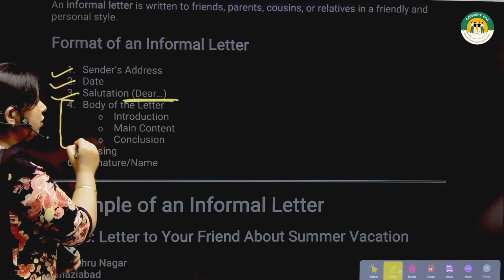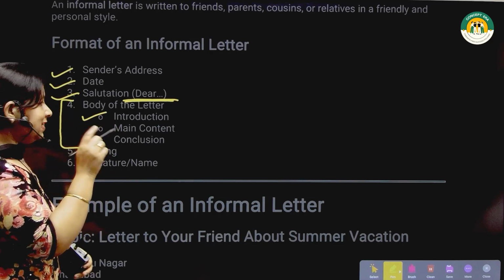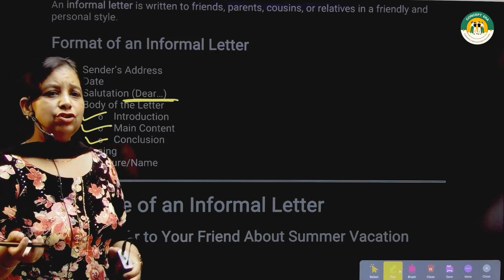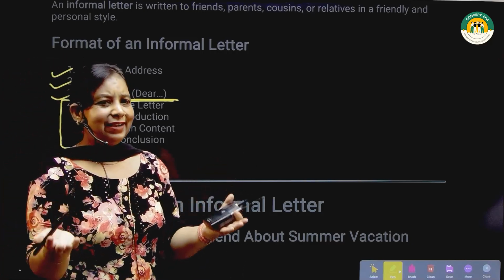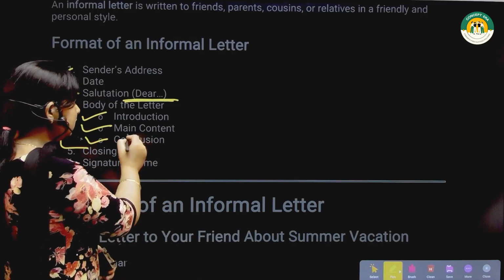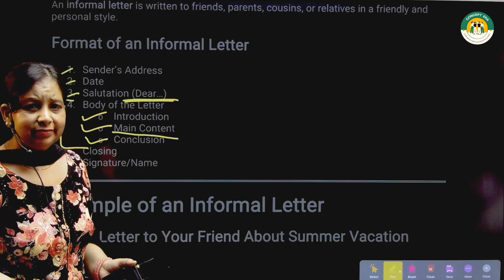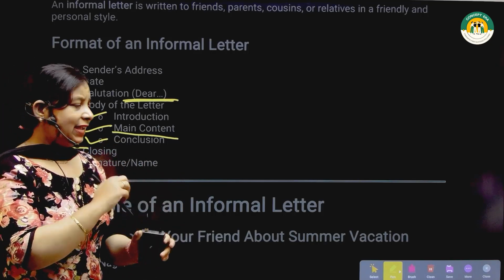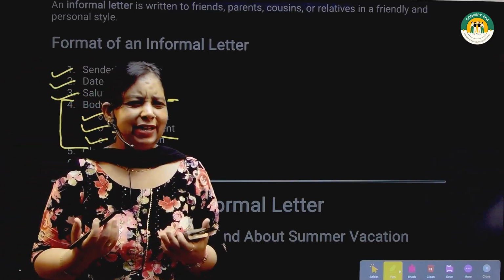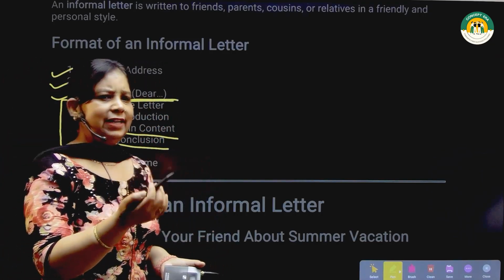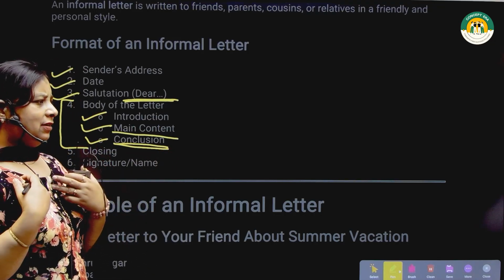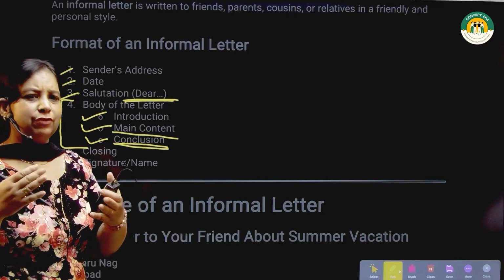Then come to the body of the letter. The first part is the introduction, the second is the main content, and the third is the conclusion. In the introduction, you mention how you are feeling at that time, and you can ask about them also. In the main content, you write why you are writing this letter. In the conclusion, at the end, if you want to give your suggestion or any solution for the problem, you can write it there, or you can convey best wishes to your siblings if you are writing to them.